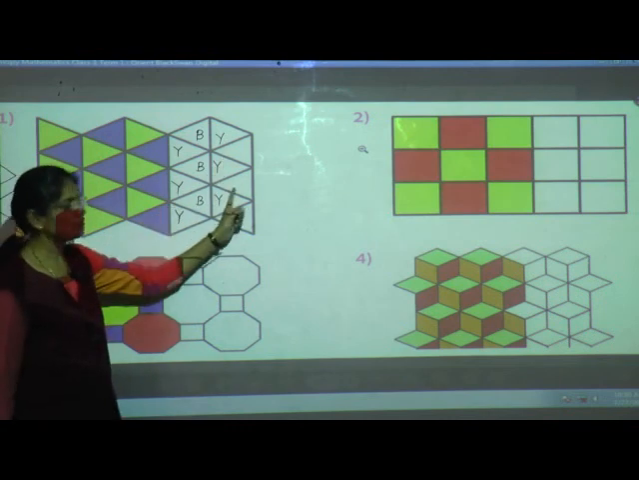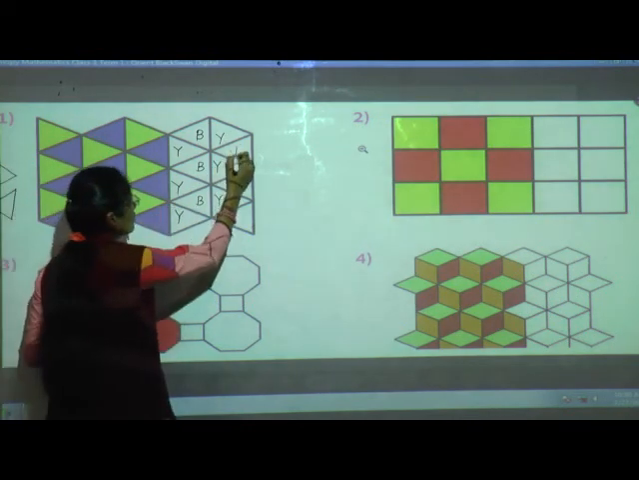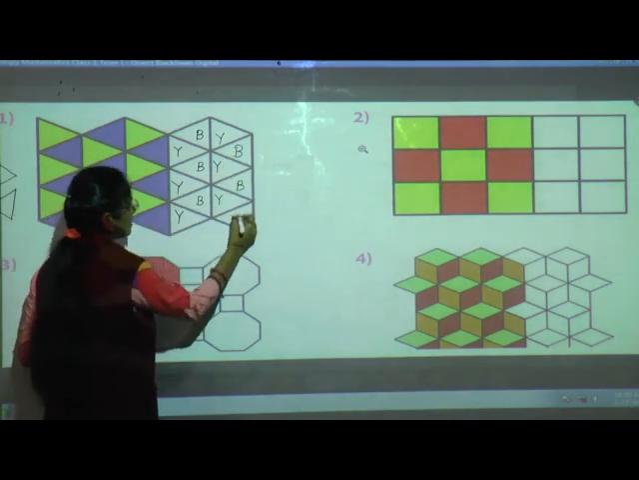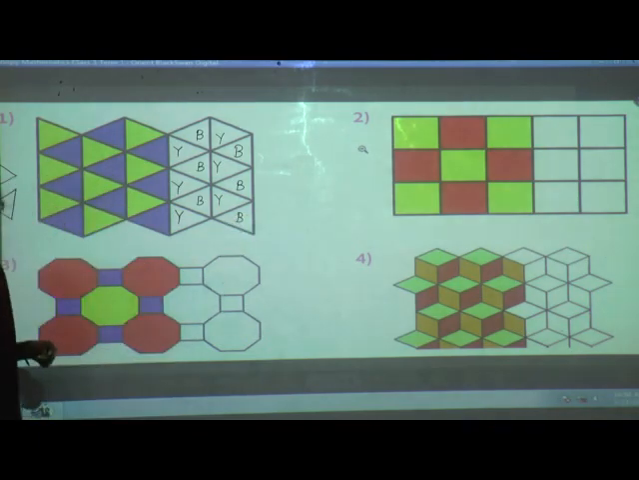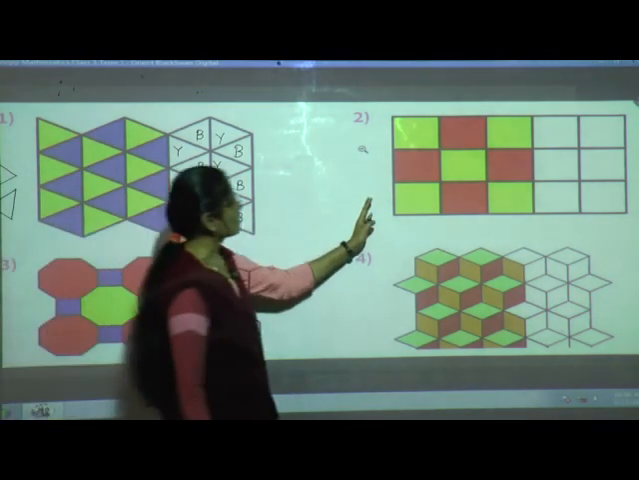And last, which color will come? Blue. So in this way you can complete this pattern. Now see the next pattern, second.